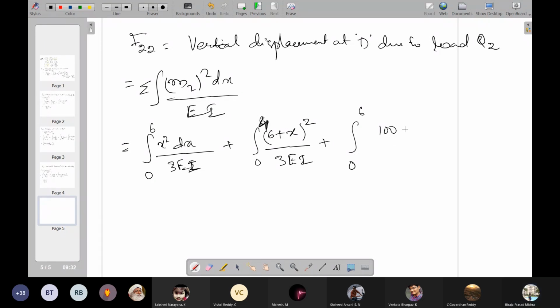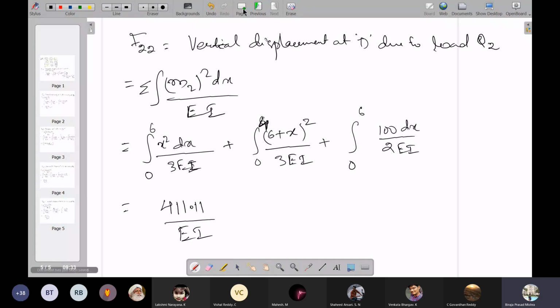100 into dx divided by 2EI. So if you integrate this one, you will get 411.11 by EI. Okay, so we have calculated F22.